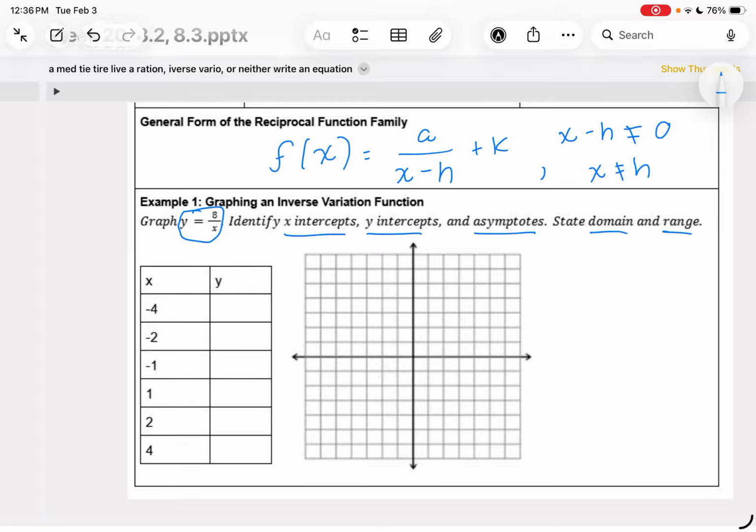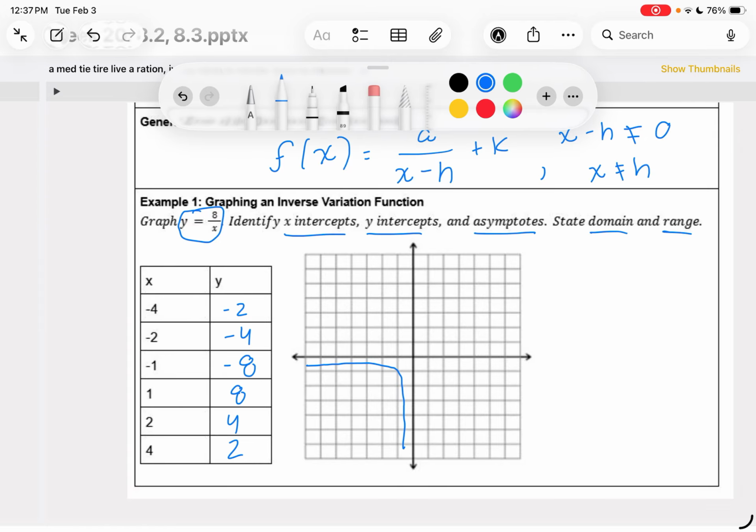Okay, so in your table, you should have gotten -2, -4, -8, 8, 4, and 2. Okay, so when I graph this function, what I'm going to notice is these points. In that last graph, they were super close to the x and the y axis, but when that top number, that a value, gets bigger, those points are going to move further away from the x and the y axis.